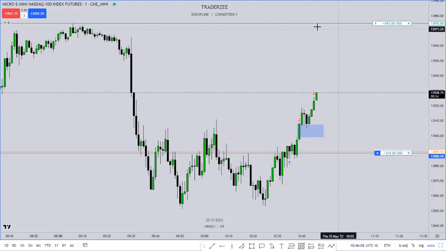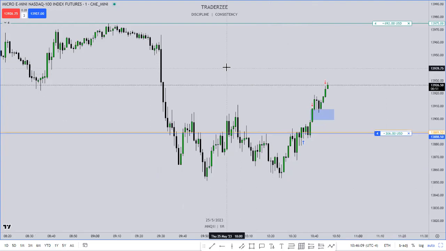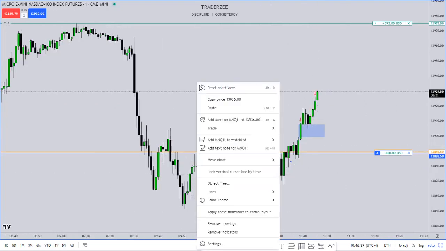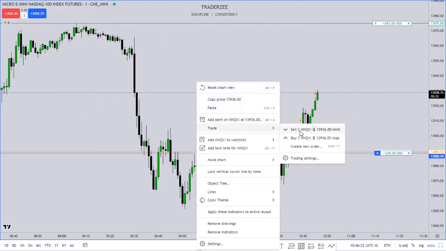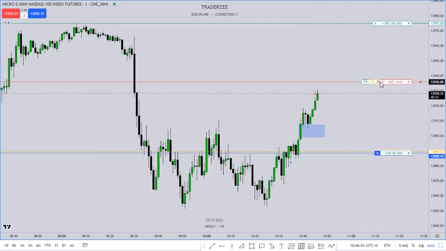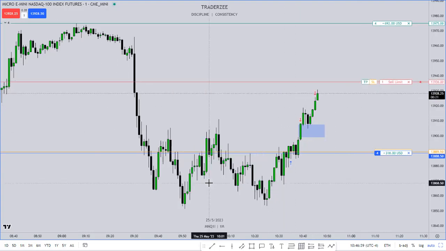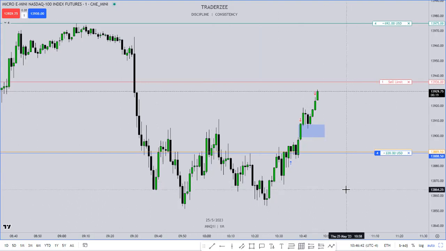So we'll hold for this level. We'll hold, but we'll also take partials at logical levels. Dollar still has room to move lower. That means equity still has room to move higher. We'll take another partial here.